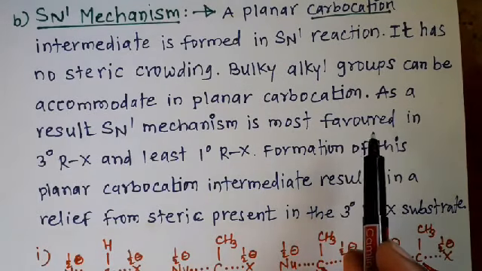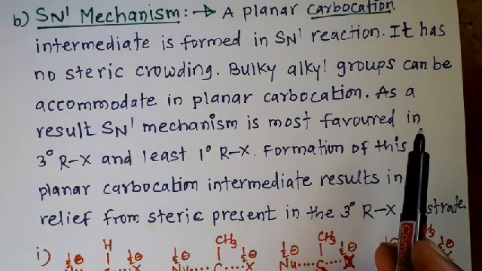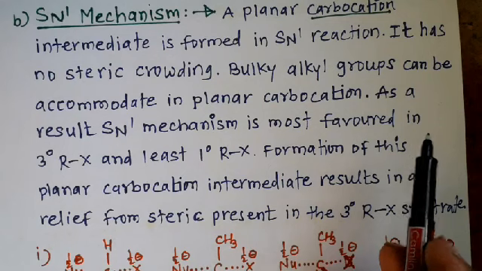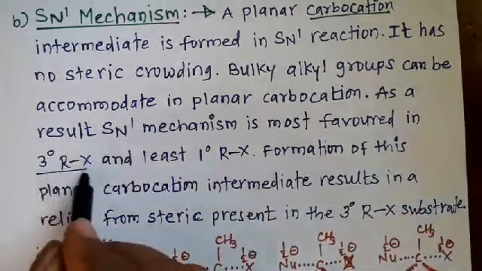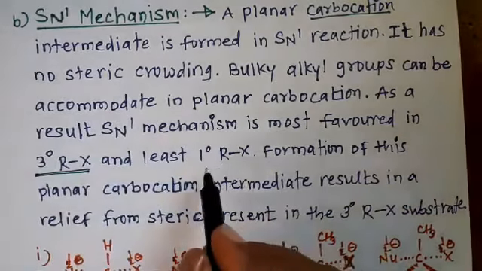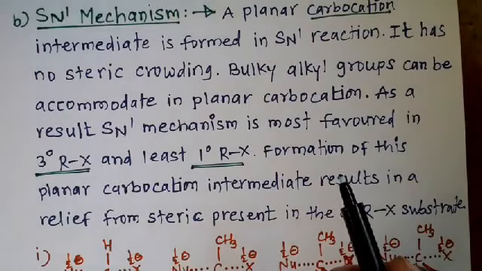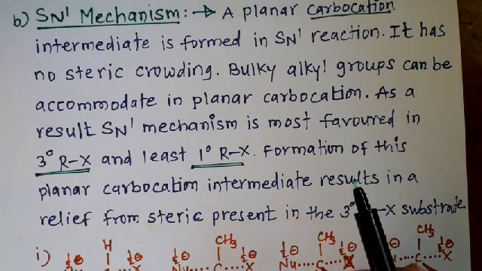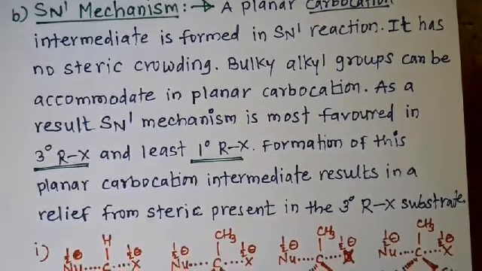and this results in SN1 reaction being most favored for tertiary alkyl halide and least favored for primary alkyl halide. This is because of the formation of planar carbocation, and in that carbocation the carbon carries a positive charge, means it is electron deficient.